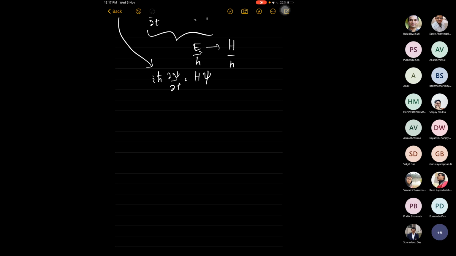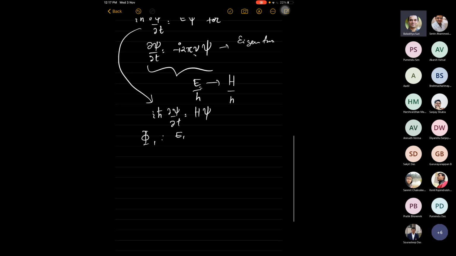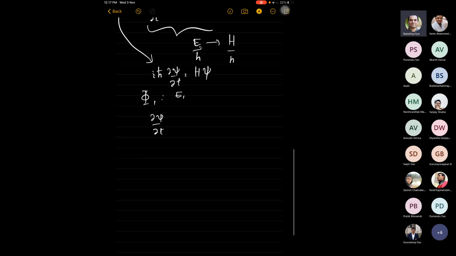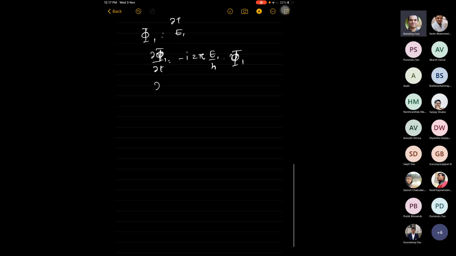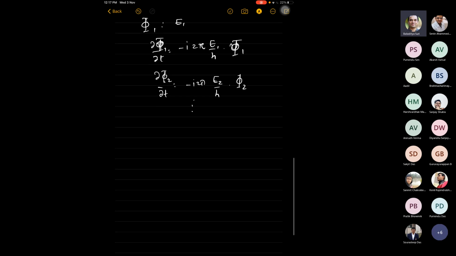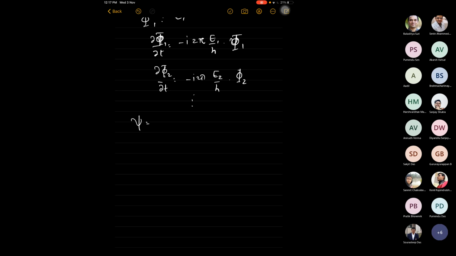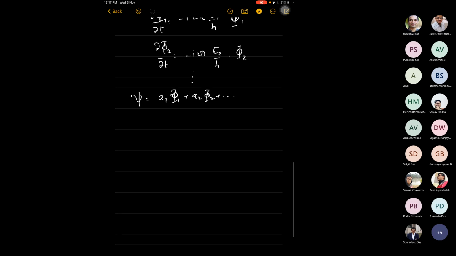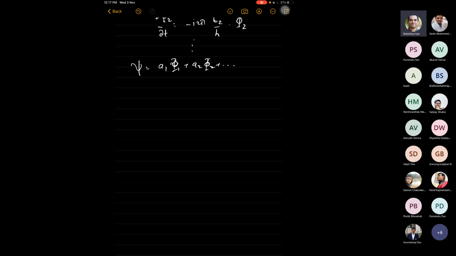So the idea is the following. Let us say you have an eigenfunction phi1, which has an energy E1, then that, according to de Broglie, satisfies this equation: d psi by dt equal to minus I 2 pi E1 by h, phi1. Now phi2, if it has an energy E2, would satisfy the same with phi2, and so on. Now you consider a general psi, which is some A1 phi1 plus A2 phi2 plus so on, a linear combination of these phi's, which is what the principle of superposition says.